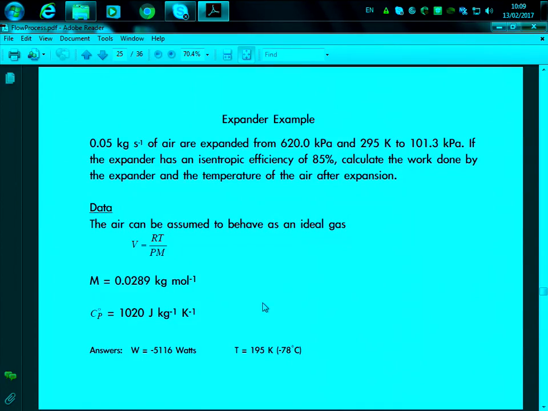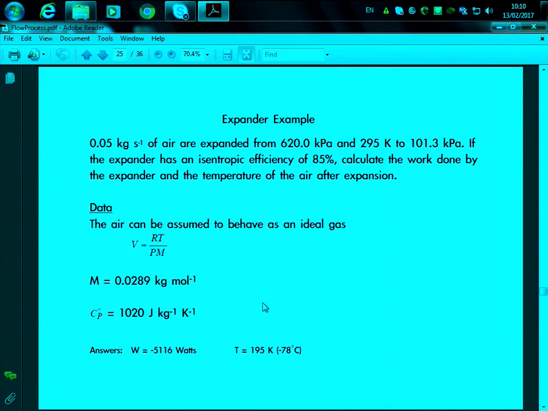The air can be assumed to behave as an ideal gas. So this time the equation of state that we're going to use is just the ideal gas law. And we have the mass and the heat capacity of the air. Just by looking at this, it is an expander, so it's asking you to calculate the work done. So how are we going to calculate the work done? What is the main equation over the last steps that we will use?